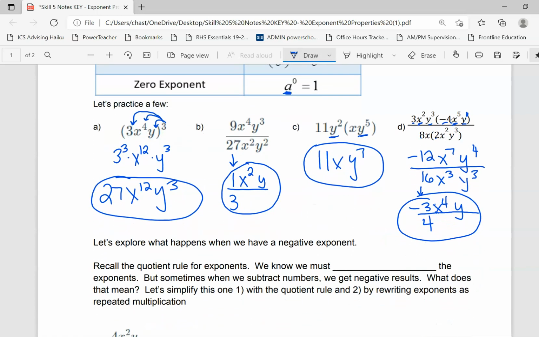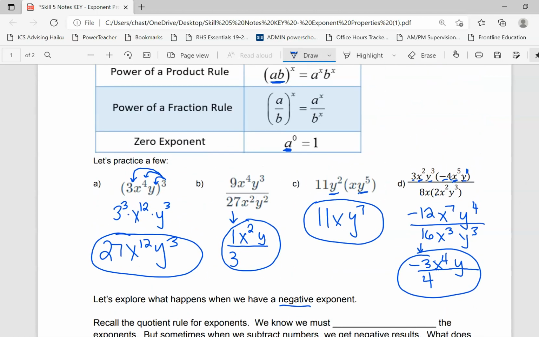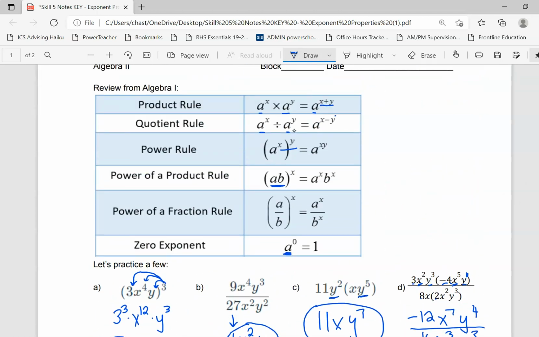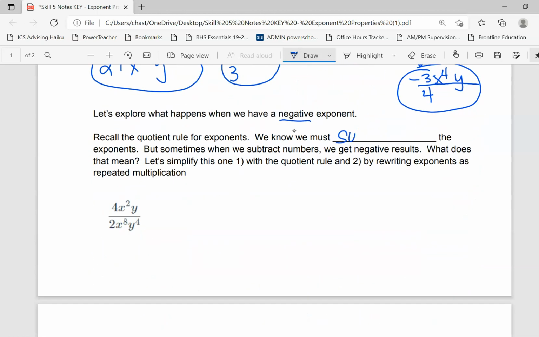Notice all of these so far have resulted in positive exponents. So let's talk about what happens when we have a negative exponent. If we have a negative exponent, first of all, let's remember our quotient rule for exponents. The quotient rule says we subtract the exponents. But sometimes when we subtract numbers, we get a negative result. So what does that mean?